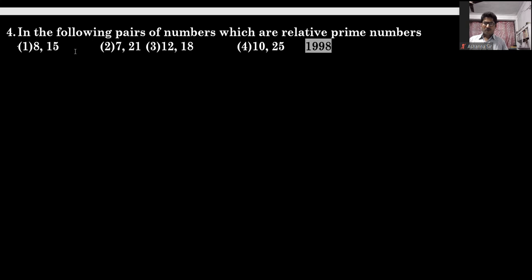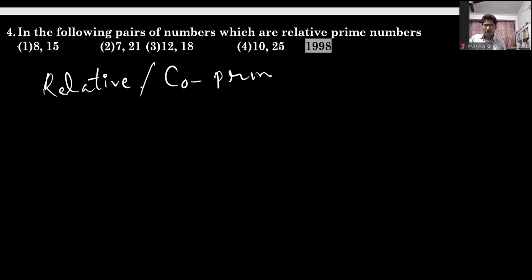Question number 4. In the following pairs of numbers, which are relative prime numbers? Children, we know relative primes. What are relative primes? Relative primes are co-primes. The numbers which have only one common factor are called relative primes or co-primes.